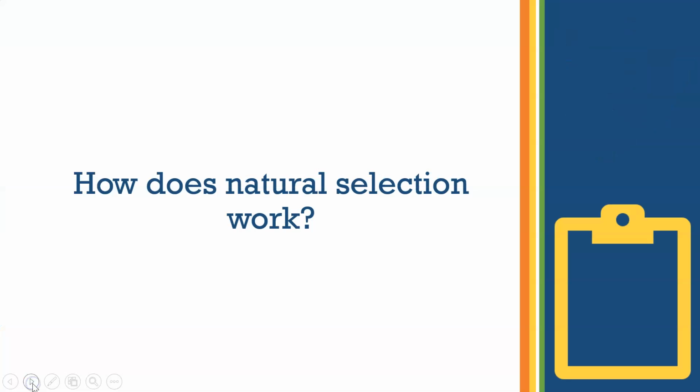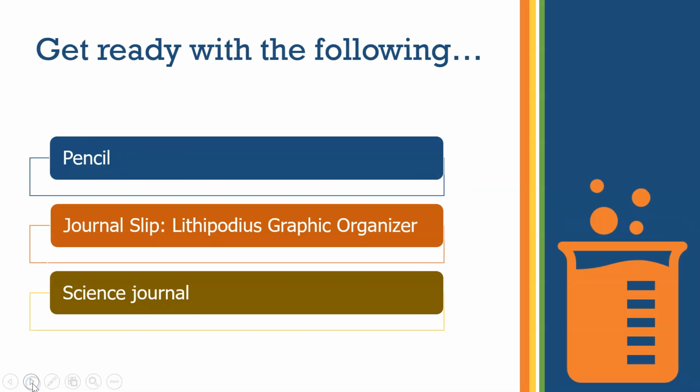Today, we are going to answer the question, how does natural selection work? If we understand how natural selection works to change the Lithopodius population, we can apply this core science idea to explain how other populations change. By this point, you know the drill. You need a pencil, today's journal slip, printed or digital, and your science journal.